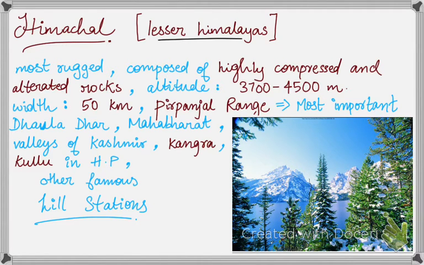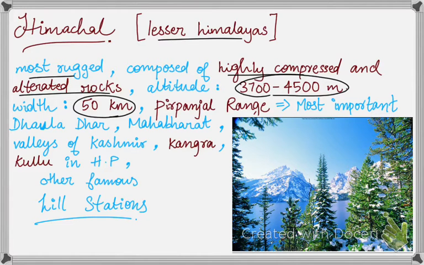These are the most rugged mountain system, which are composed of highly compressed and altered rocks. The altitude of the mountains in this range is about 3,700 meters to 4,500 meters, and the width here is about 50 kilometers. Some of the most important ranges in Himachal are Pirpanjal Range, Dauladhar Range, Mahabharat Ranges, and the famous valleys of Kashmir, Kangra and Kullu. Himachal Pradesh is the most famous hill station here.